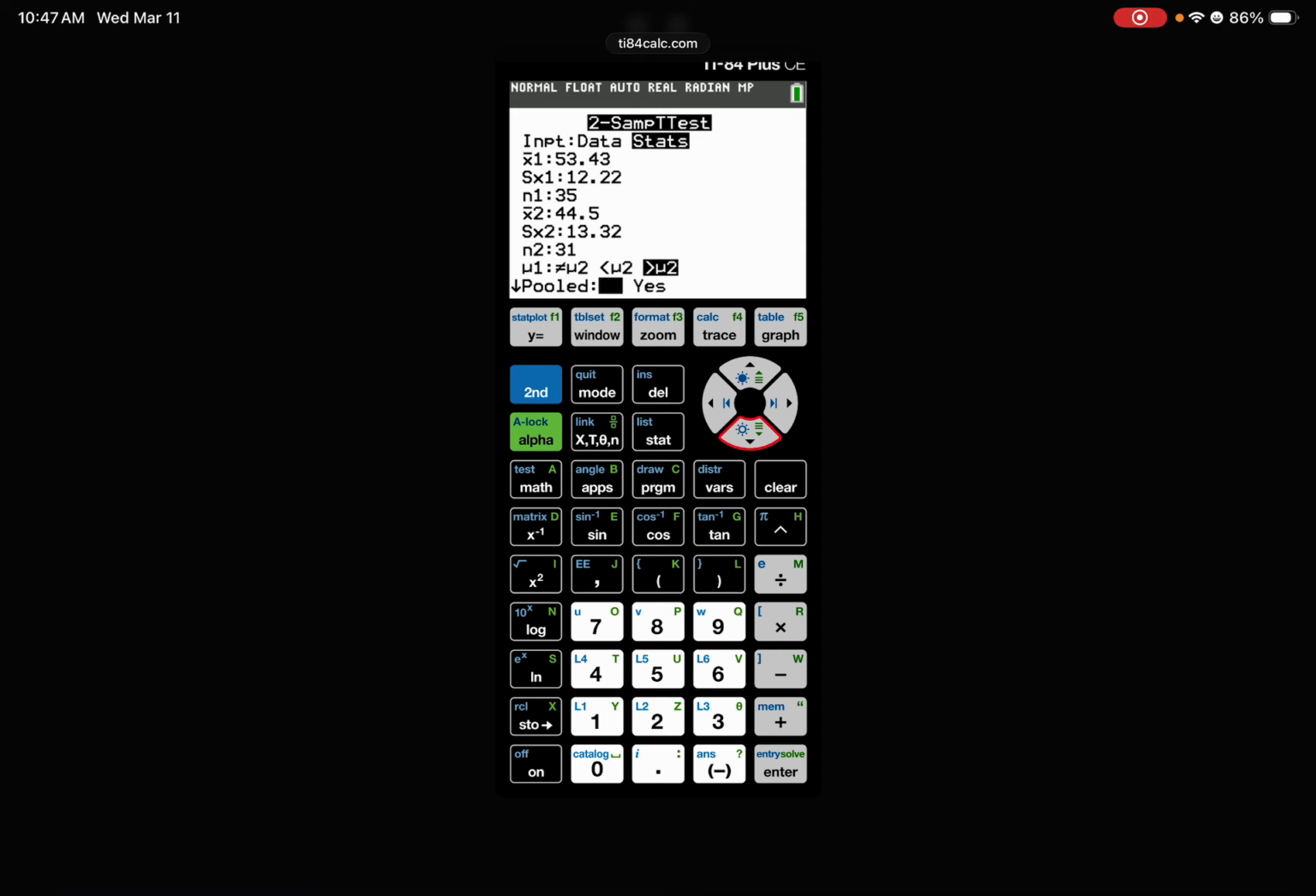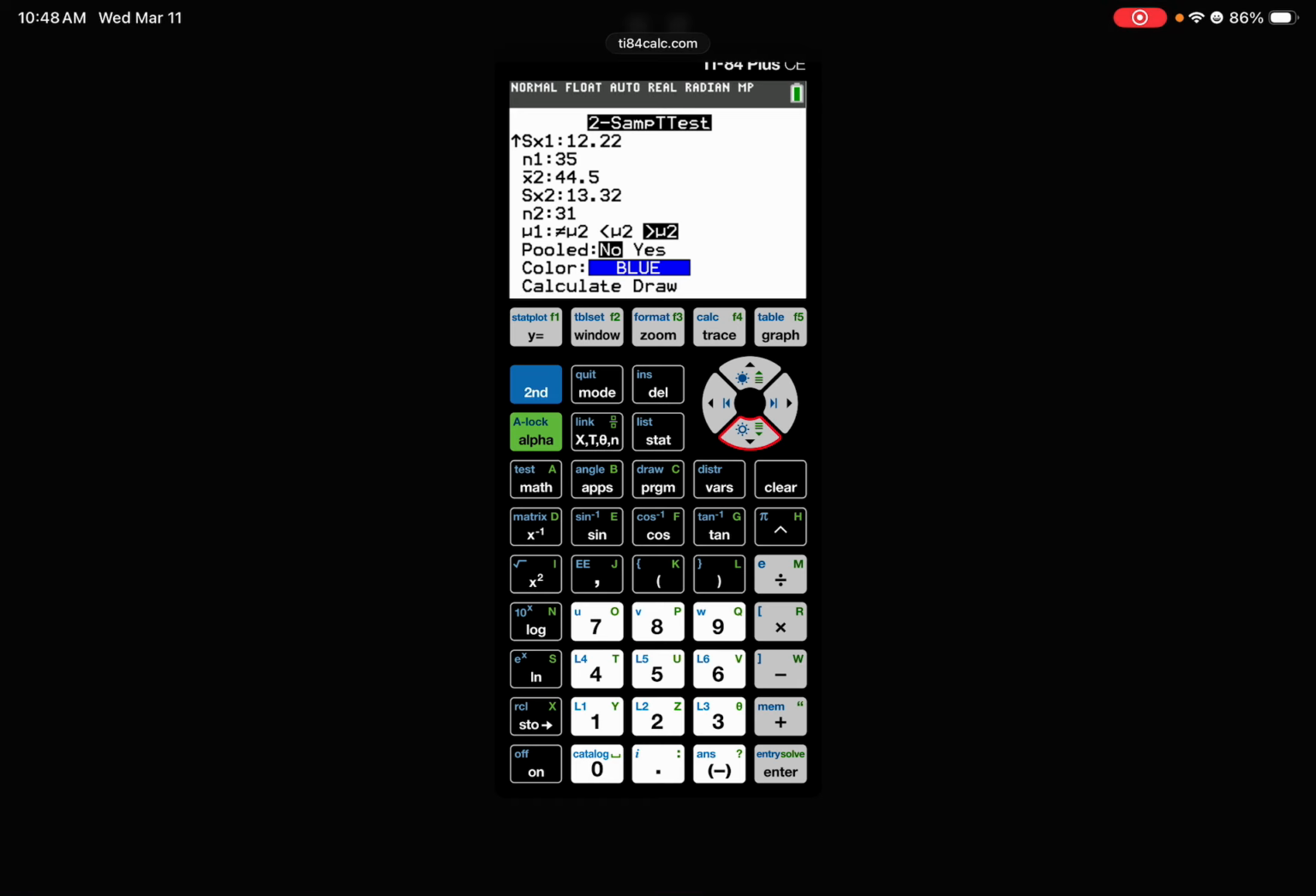Pooled, this part doesn't really matter. We're always going to leave this on no, and that's not an option you'll ever have to change for our class. So you can leave that on no. And then towards the bottom again, calculate or draw. Either option will give us the information that we need.